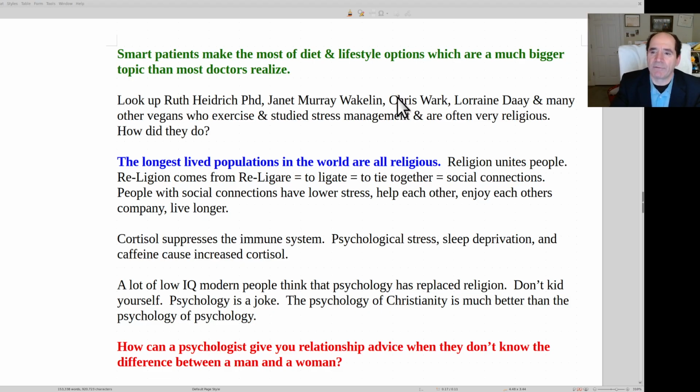She wrote a book, I'm Not Afraid of Cancer Anymore. It's a great book. She talks about God's way of healing. It's all good. The longest lived populations in the world are all religious.